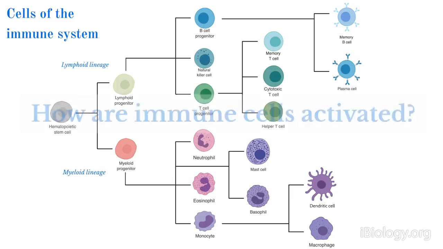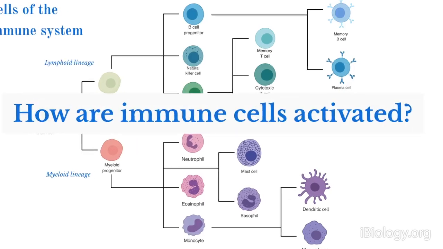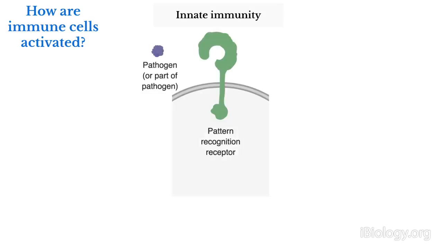So how are immune cells activated? Here, we'll briefly cover the molecular paradigms for innate and adaptive immune activation. Cells of the innate immune system express molecules known as pattern recognition receptors at their surface. These receptors bind pathogens, or parts of pathogens, which induce intracellular signals that activate an innate immune response. The particles recognized by these receptors are common amongst pathogens.